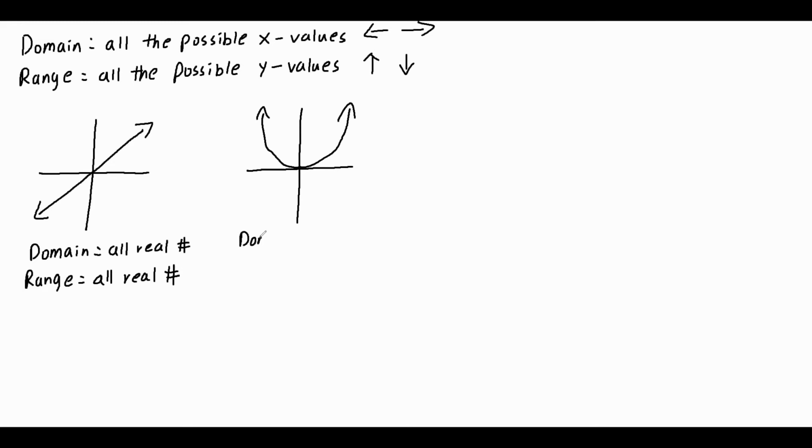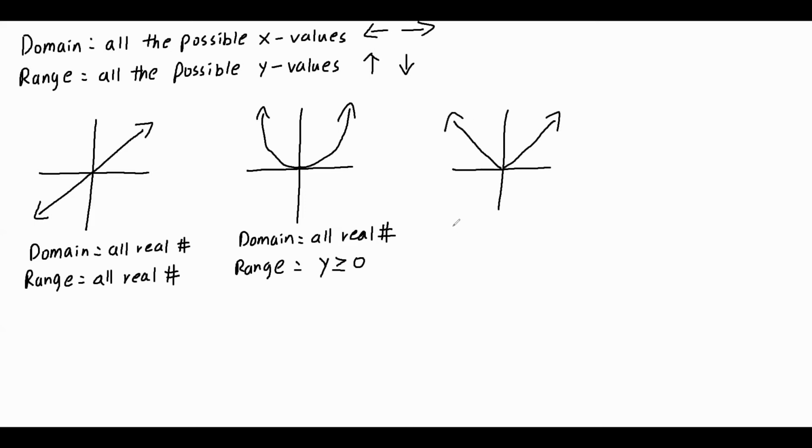The domain is all real numbers because it covers all the x values going to the left and going to the right. The range is y is greater than or equal to 0 because the graph keeps going upward, but the lowest y value it covers is 0. Let's take a look at an absolute value graph.